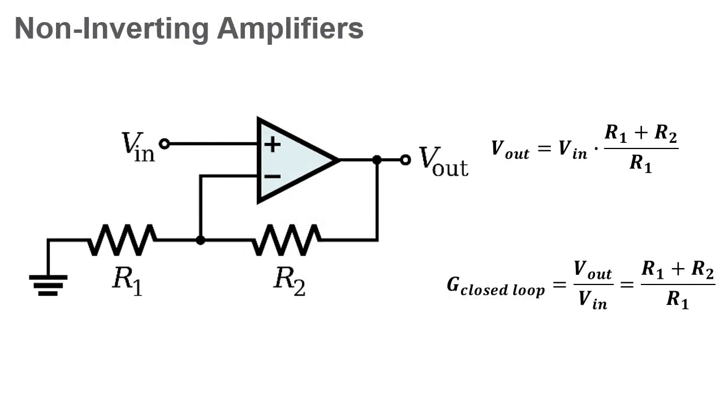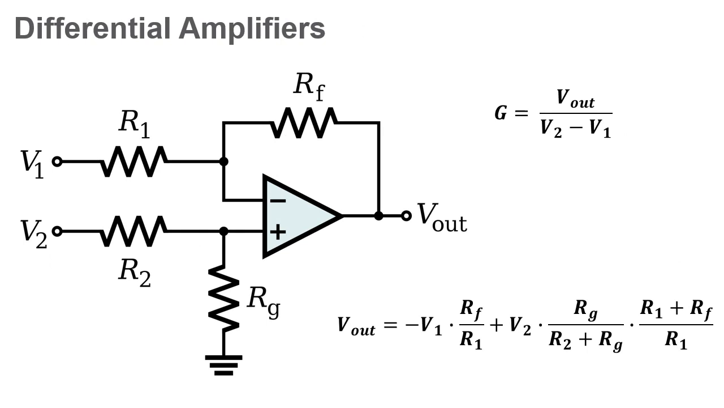Non-inverting amplifiers. A non-inverting amplifier also uses a single op-amp. In this case, the non-inverting input of the op-amp receives the input signal, while the inverting input is connected to ground. The gain factor is applied and the output is not inverted from the input.